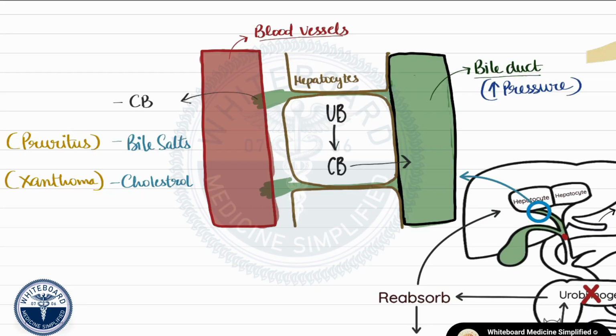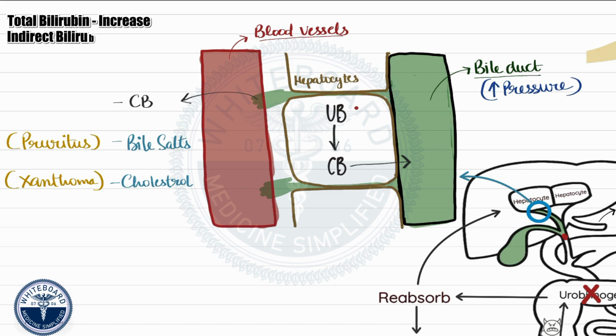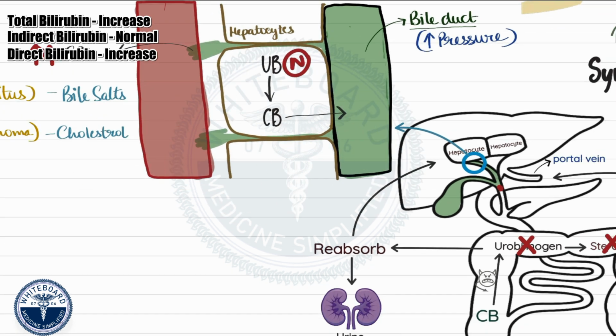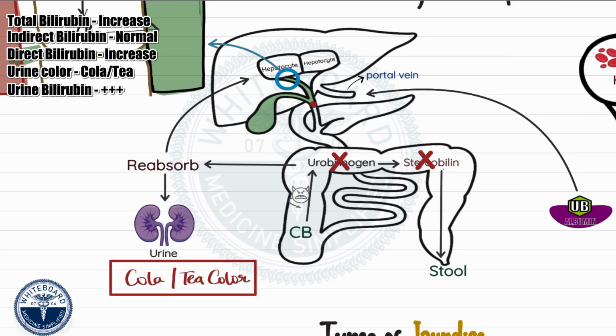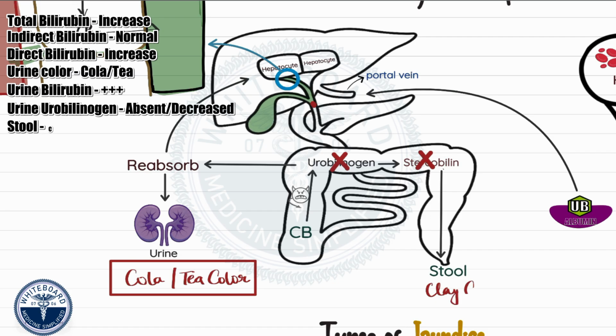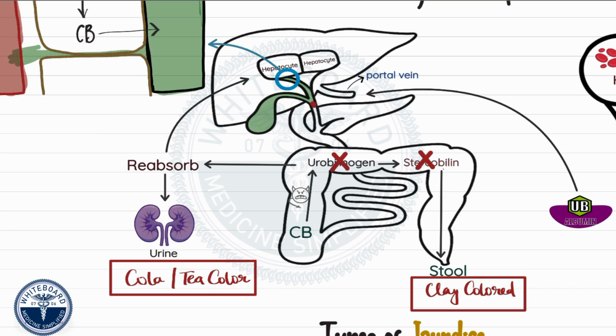On investigations in post-hepatic jaundice, the total bilirubin is elevated. The indirect bilirubin is usually normal, while the direct bilirubin is markedly elevated because conjugated bilirubin backs up into the bloodstream. The urine becomes cola-colored or tea-colored due to the presence of conjugated bilirubin in the urine. Urine bilirubin is present as conjugated bilirubin spills into the urine. Urine urobilinogen is decreased or absent because no conjugated bilirubin reaches the gut. The stool becomes pale or clay-colored because no bile enters the intestine, so no stercobilin is formed.